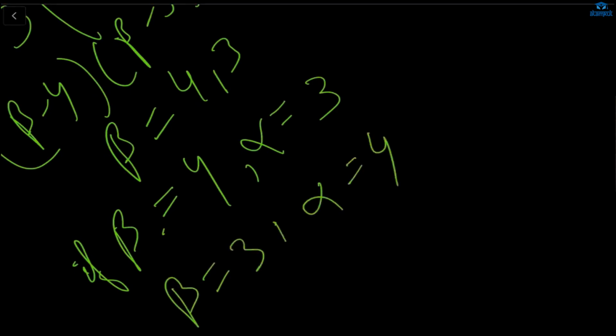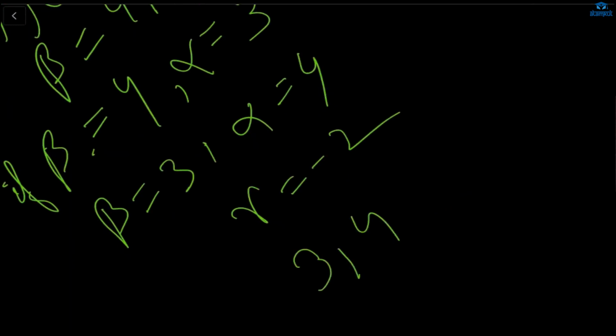Okay, understood? And gamma we have already taken out, and gamma is minus 2. Any doubt in this? So now actually the zeros of the polynomial are 3, 4 and minus 2. Everybody, any doubt anywhere in this question?